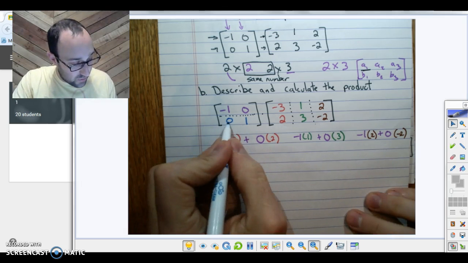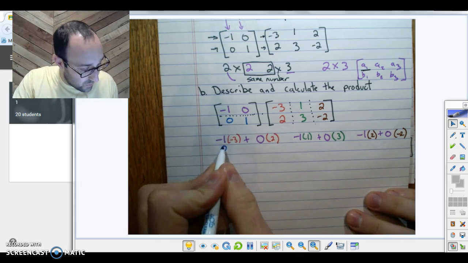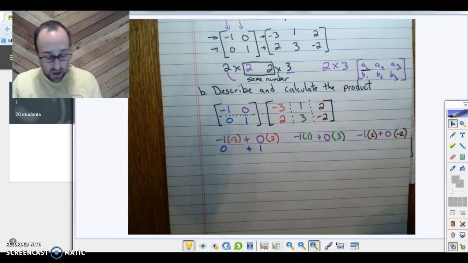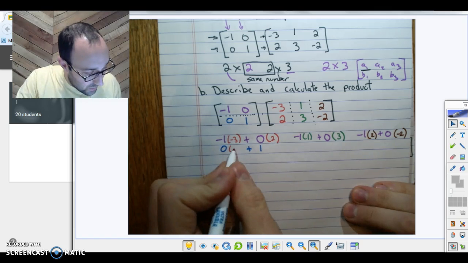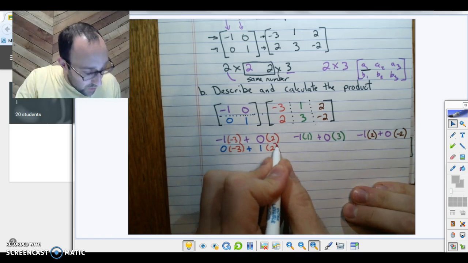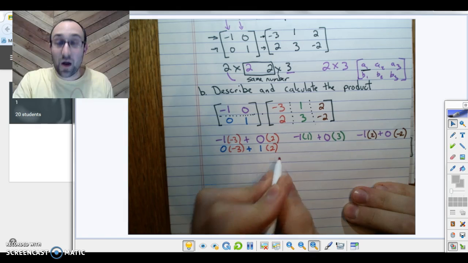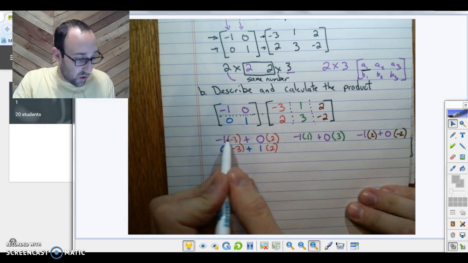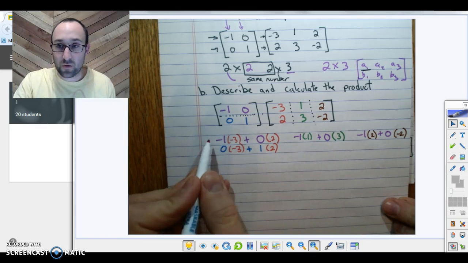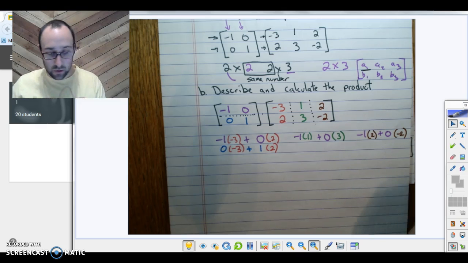The second row, so it's going to be 0 and 1 added together, and then it's going to be in red, so it's going to be -3 and 2. Notice how the red numbers line up here. They should, that's okay. And notice how all the purples are here. That's how it should work. So I'm trying to keep it nice and color coordinated.